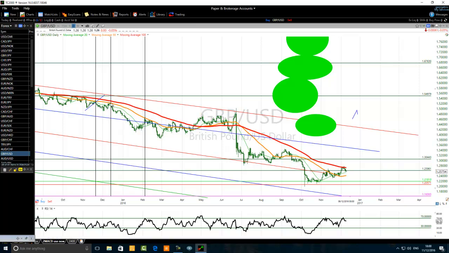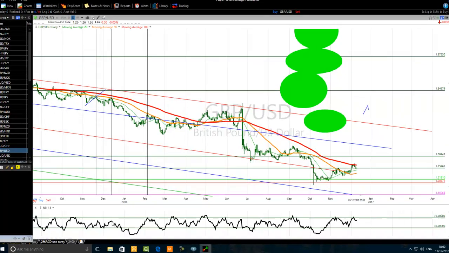Look at this one: the price is below the moving average 50, and the 50 is below the 100. It's all clear. Okay, the RSI, you see here, couldn't reach the overbought zone. It was quite close to it.